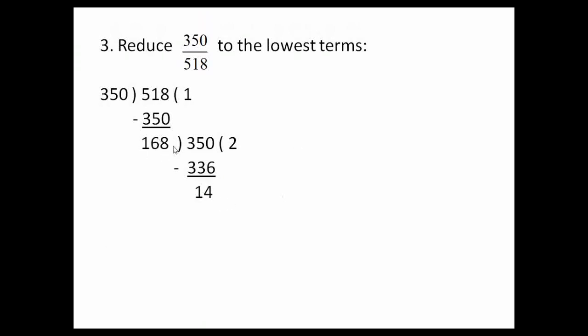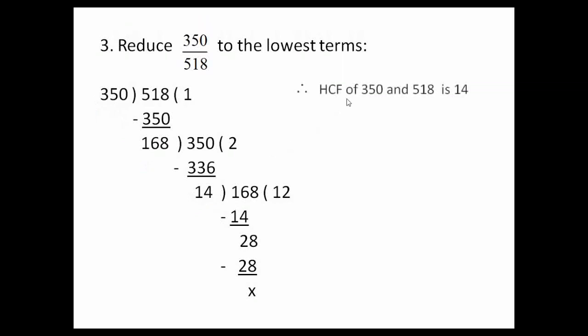So 14, and now let's make the divisor the dividend. So 14 1 is a 14, we can say. We'll be left with 2, carry down 8. So 14 2 is a 28. So 14 is able to divide 518 and 350 completely. So 14 is the HCF. So HCF of 350 and 518 is 14.